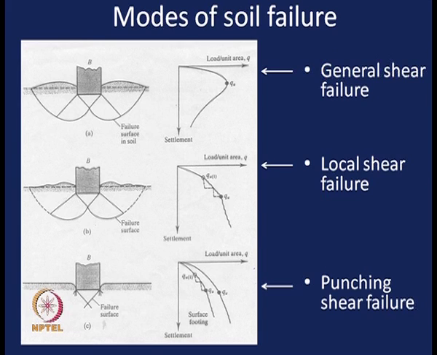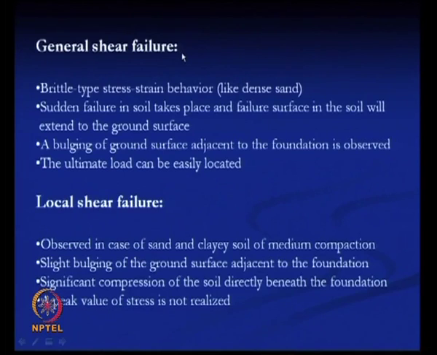For this failure, there are three different modes depending upon the different types of soil. These three modes are general shear failure, local shear failure and punching shear failure. So, these are the three different types of failure, and we will explain them one by one. The first type of failure is general shear failure, the second is local shear failure, and the third is punching shear failure. Now, first we will go for general shear failure.